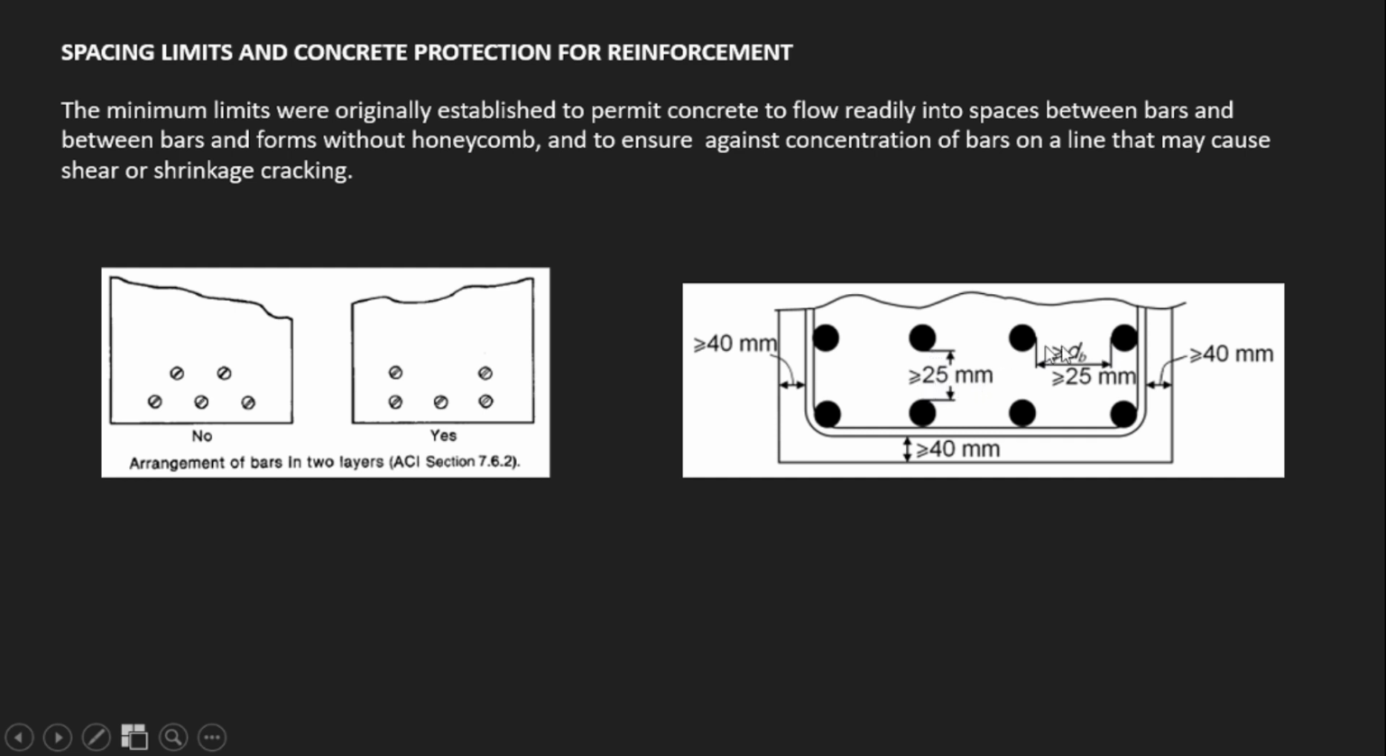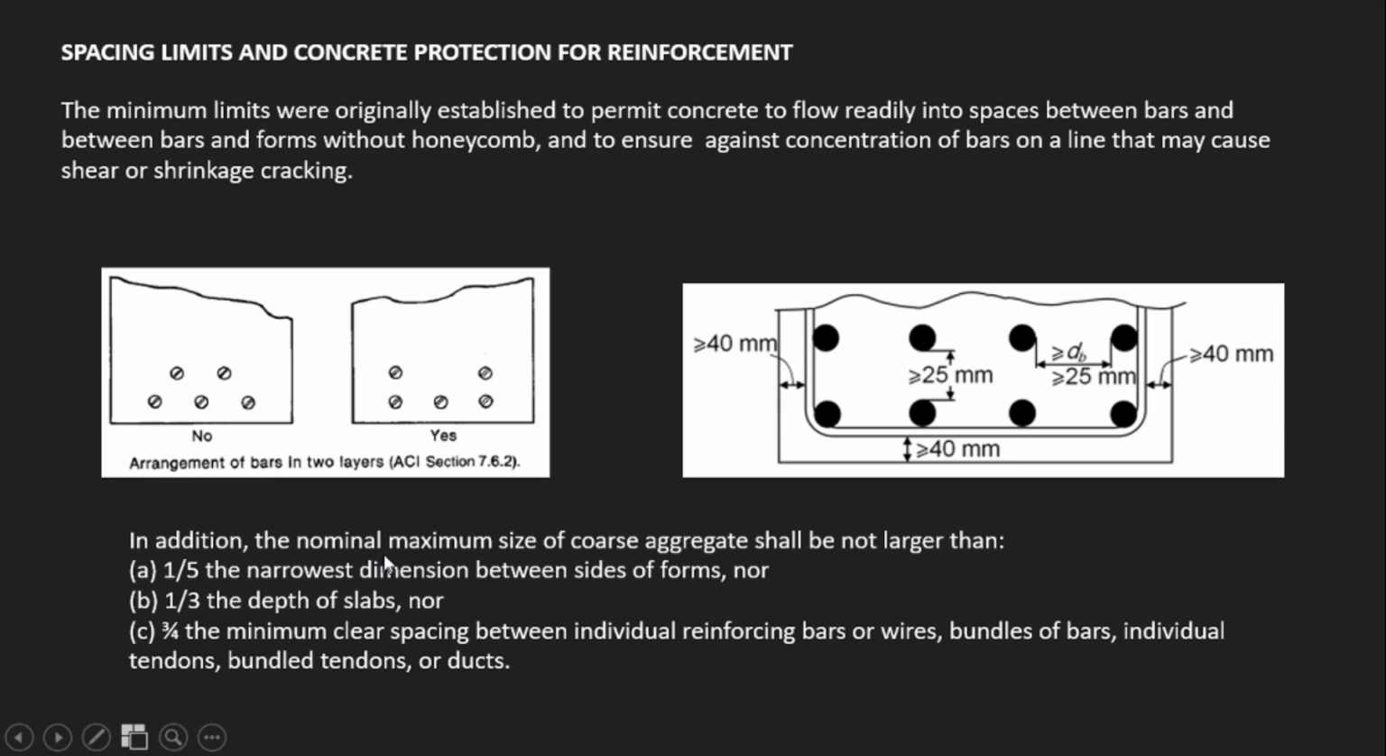But for horizontal spacing, it should be greater than or equal to the diameter of the bar, or greater than or equal to 25 mm. For example, if we use 36 mm, the horizontal spacing should also equal the diameter of the bar. But if it is less than 25 mm, we use at least 25 mm.